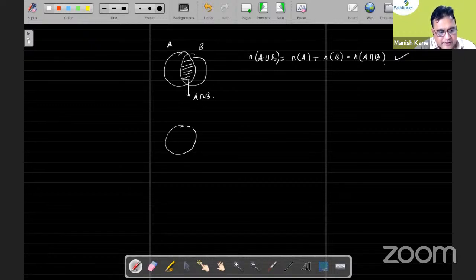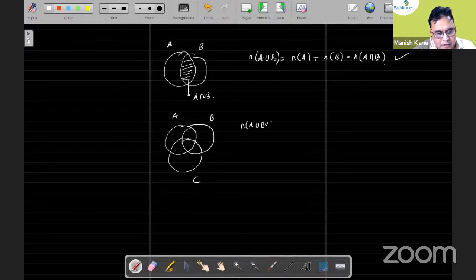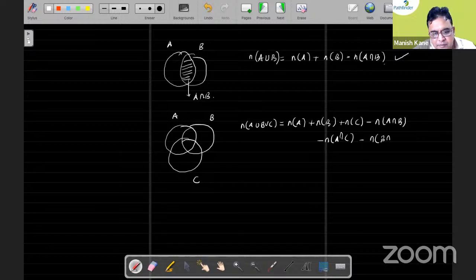If there are 3 sets like this, A, B, C, please remember number of elements in A union B union C is equal to number of elements in A plus number of elements in B plus number of elements in C minus number of elements in A intersection B minus number of elements in A intersection C minus number of elements in B intersection C plus number of elements in A intersection B intersection C.